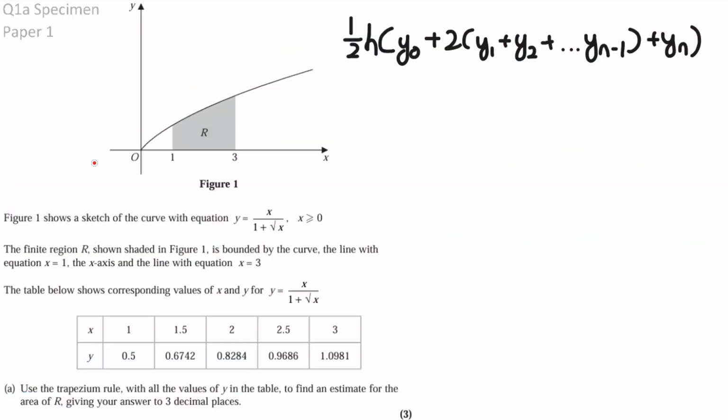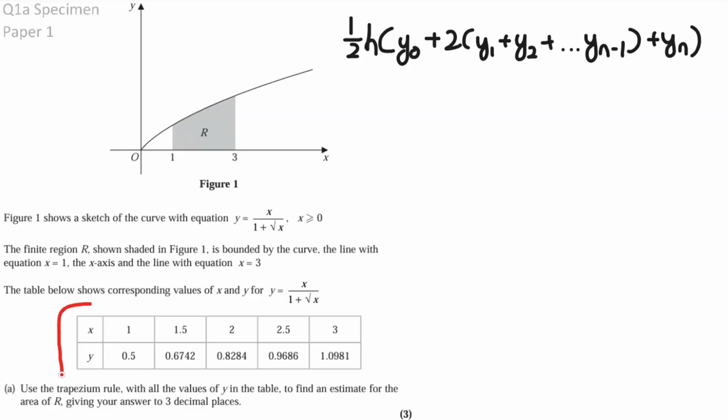Okay, so hopefully that all makes sense, but you might be wondering at this point what type of questions they can ask you. Well, they always have the same format. So here's an example where we have this diagram here and we're told it's of the curve with equation y is equal to x over 1 plus root x. Now for trapezium rule questions, the actual equation isn't usually that important. What's important is kind of the diagram here, and we're told about this region R, which is underneath the curve and lies between x is equal to 1 and x is equal to 3.